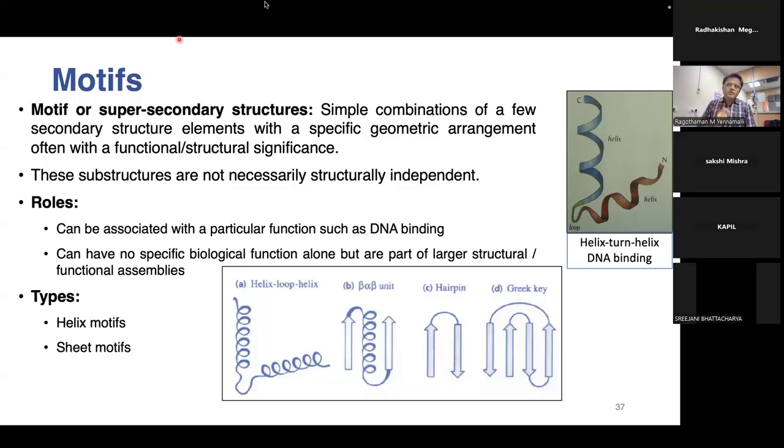Now, in protein structure, a motif is not a repeated pattern, but it is a super secondary structure.